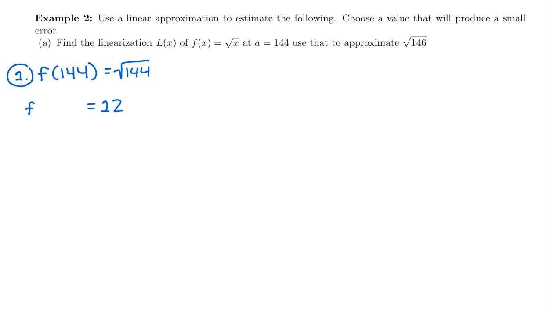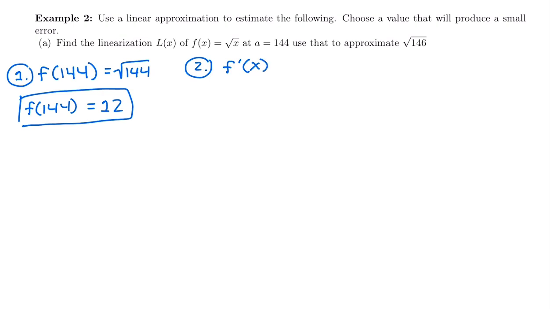We've evaluated in the function. Our next step is to evaluate in the derivative. So step 2, we're going to take the derivative at 144. So starting with our derivative, we know that the square root of x is really x to the 1/2. So when we take the derivative, we'll bring down the 1/2 and subtract 1 for the new power. So 1/2 x to the negative 1/2.